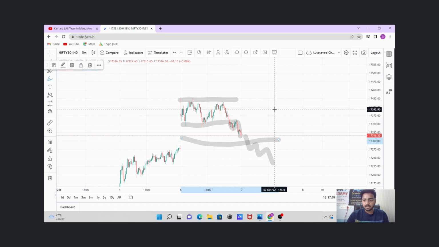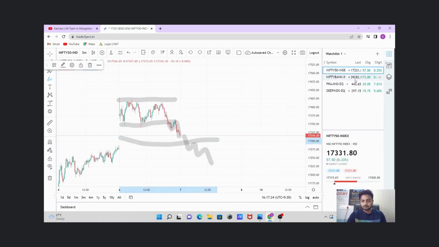The market is looking bullish to me above 17,420 levels. So we'll be waiting for the market to break 17,420 levels to enter bullish side trades. So this is for Nifty. Let's check on Bank Nifty as well.